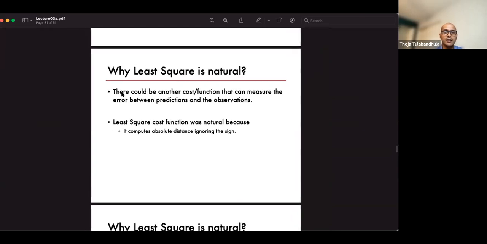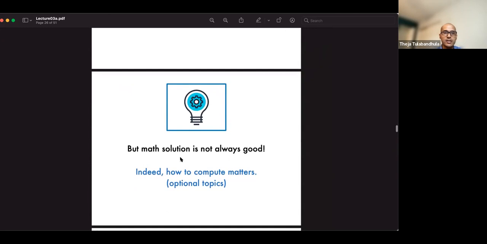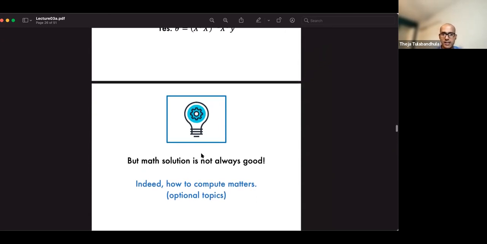So what's going on in this deck is that the slide you see, page 26 in the slide deck 03A, is the same as what we covered. The end of the 02B slide deck corresponds to 03A's slide number 26.